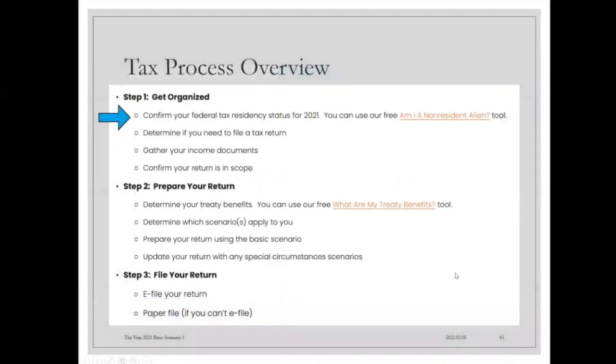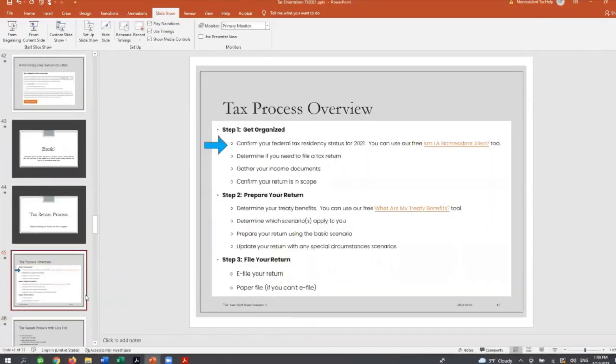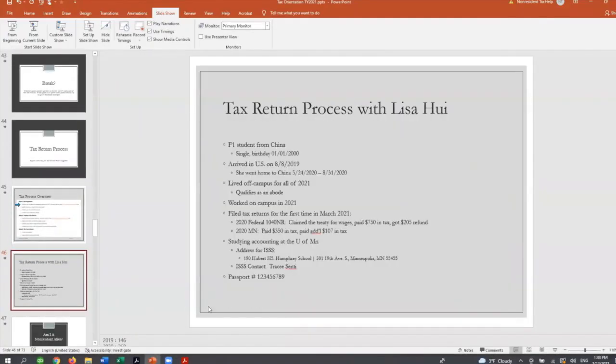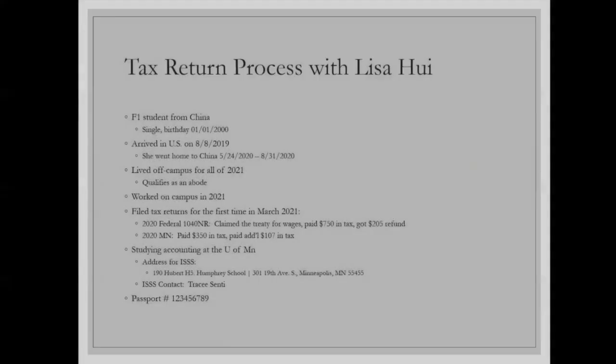All right, so on our page, we have a tax process overview. We've broken it down into 3 main steps and then some sub-steps under there. So the first step is to get organized, right? We're going to confirm your residency, determine if you have to file a return, get your income documents, and then confirm that you're in scope. So confirming your residency. All right, we have a sample return.